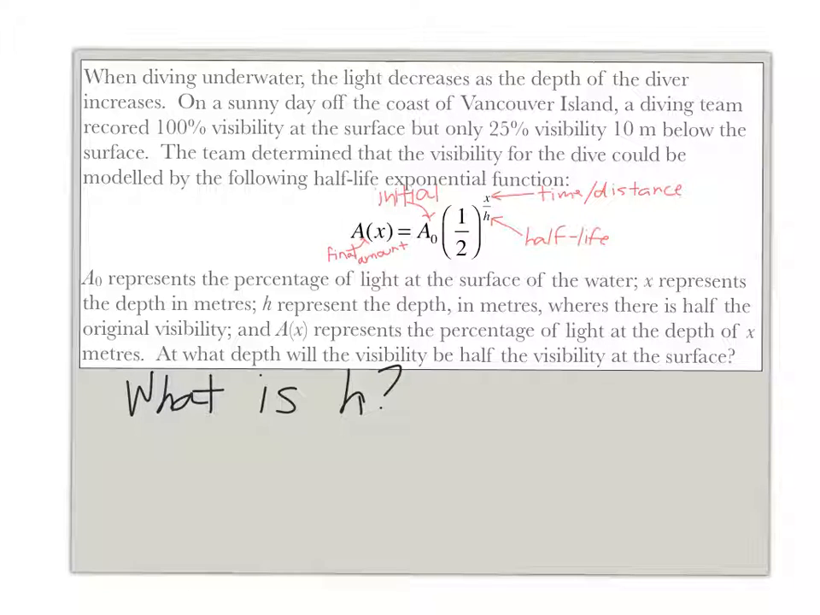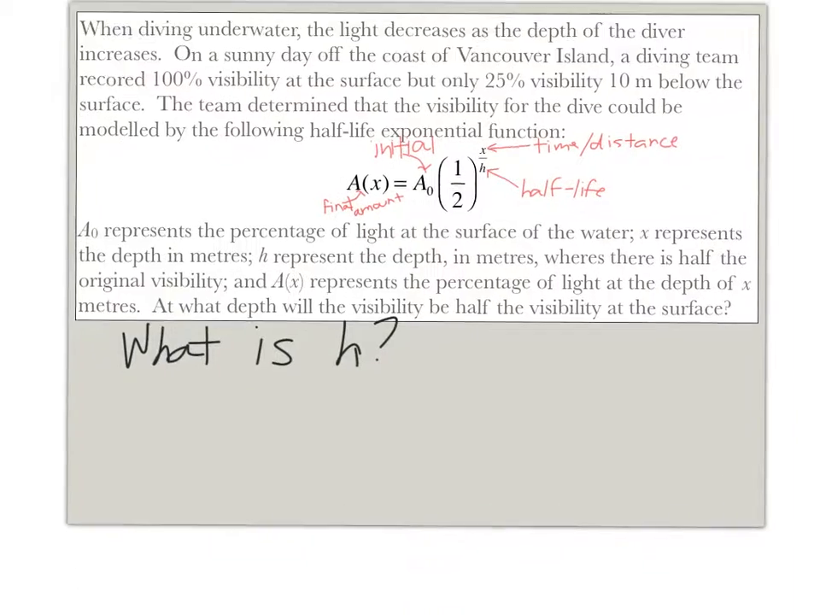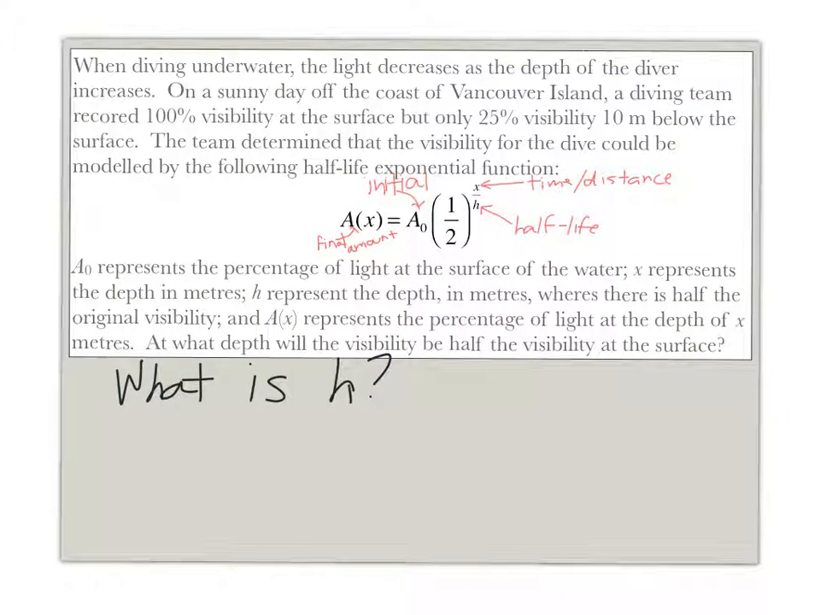So what that means is we have to fill in everything other than H. So we have quite a lot to fill in. What we're going to be using here is the 100% as the initial. And then we're also told an amount. We're told that at 10 meters, so that's our X value, there's 25% visibility. Does anyone have an idea of where the 25 would go? A of X, that's absolutely right. So that's what we're going to do.